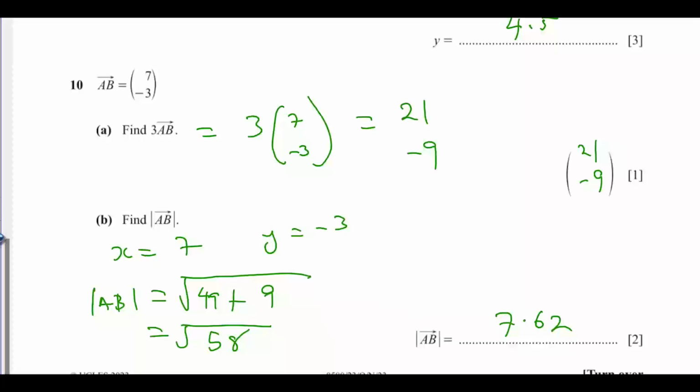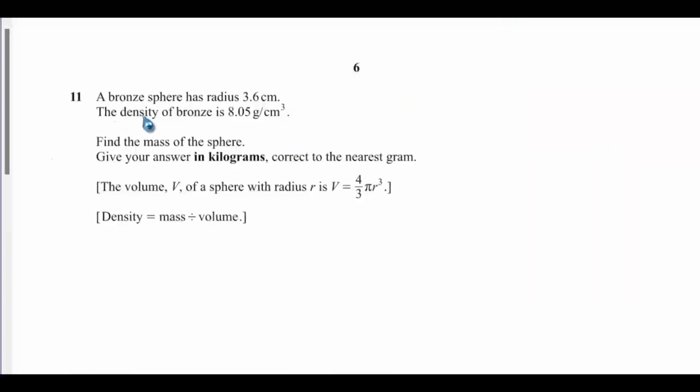That will be question 11. A bronze sphere has radius 3.6 centimeters. The density of bronze is 8.05 gram per centimeter cube. Find the mass of the sphere. Give your answer in kilograms, correct to the nearest gram. Okay, so in kilograms, correct to the nearest gram.